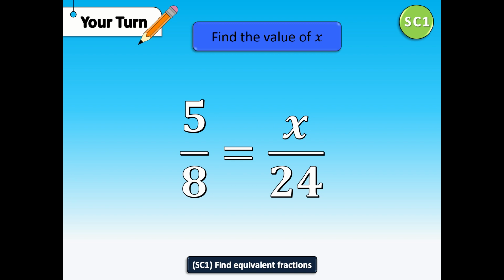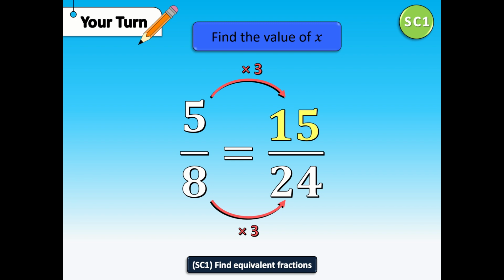So for this question, we want to find out 5/8 is the same as what over 24. So we need to think about what we've done to 8 to get 24. Well, we've times by 3. So we need to times the top by 3 as well. So 5/8 is the same as 15 over 24.